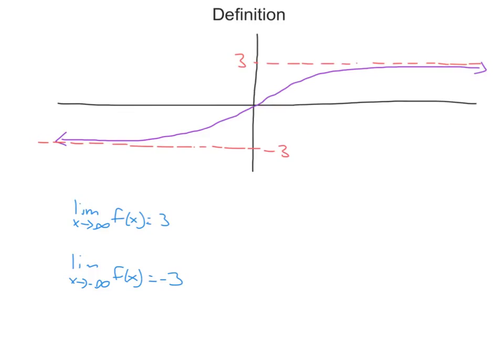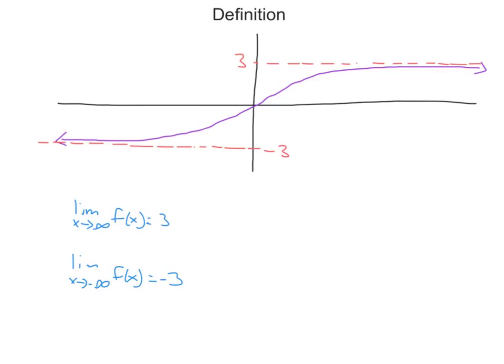Now we're going to talk about the formal definition. I'm not going to go into the nuts and bolts of the formal definition, but give you just an overview. The idea behind the definition of a limit as x goes to infinity is that you move a small amount off of the limit.